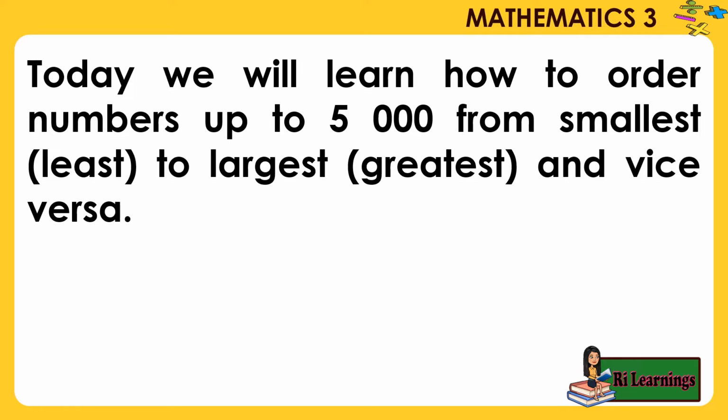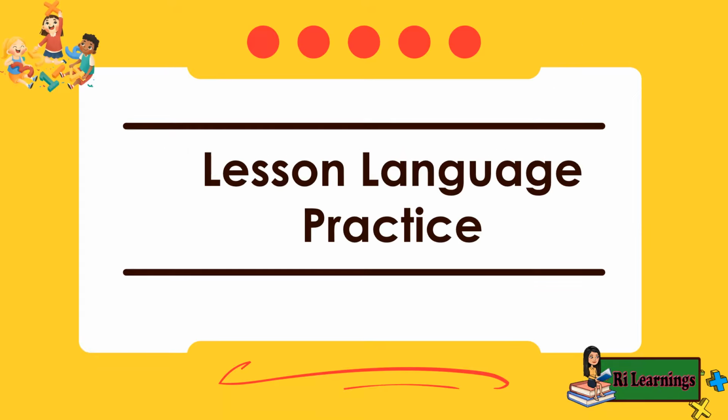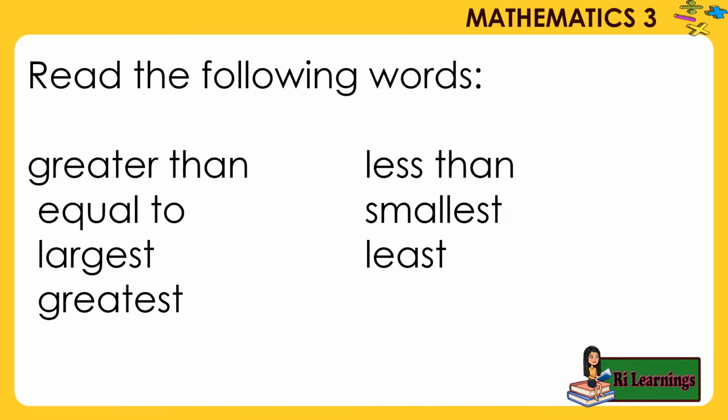Today we will learn how to order numbers up to 5,000 from smallest, least, to largest, greatest, and vice versa. Read the following words: greater than, less than, equal to, smallest, largest, least, greatest.